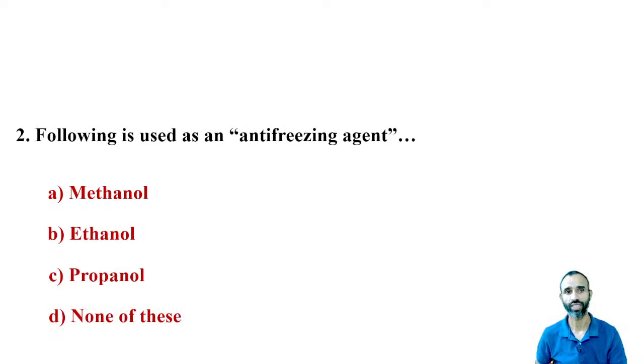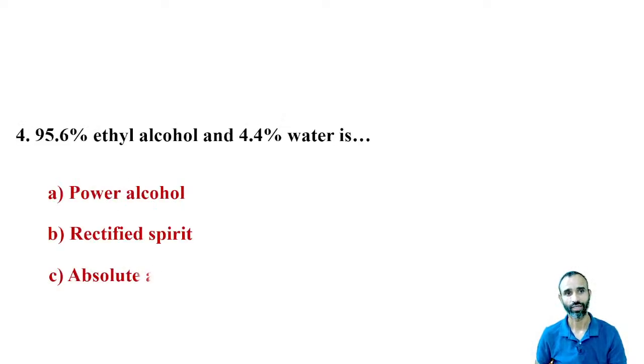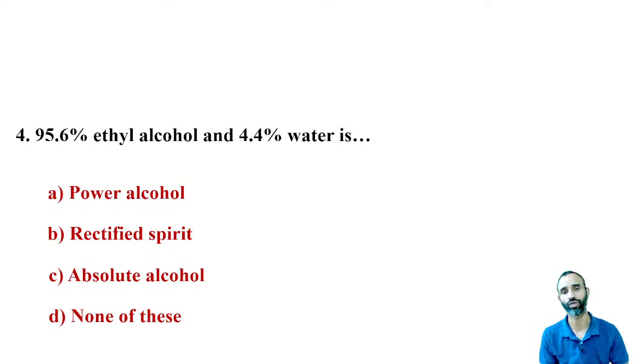So one is used as antifreeze, ethanol. Oh, by mistake, it is 95.6% ethyl alcohol, 4.4% water is rectified spirit. And absolute alcohol is 99% or almost pure alcohol. And power alcohol is 20% alcohol, ethanol, and 80% petrol.